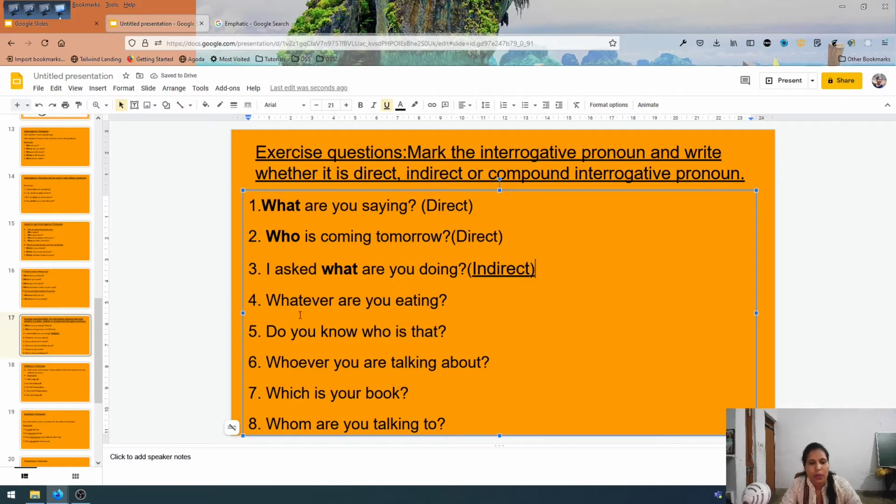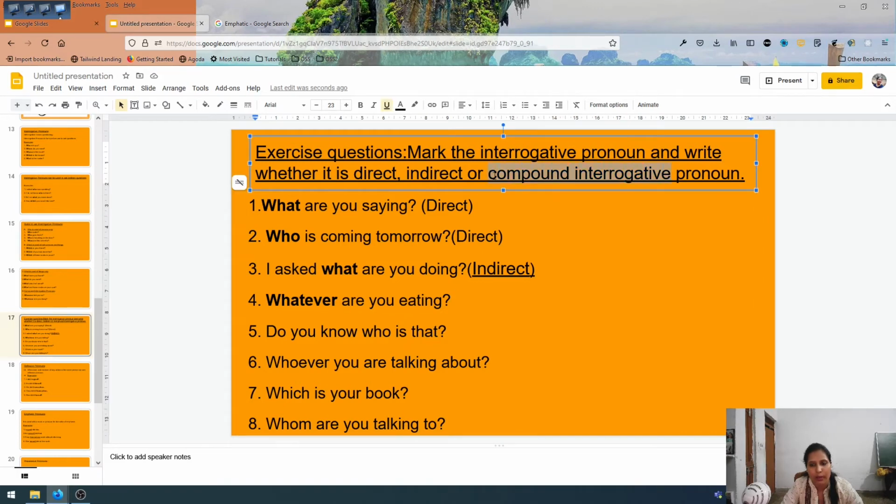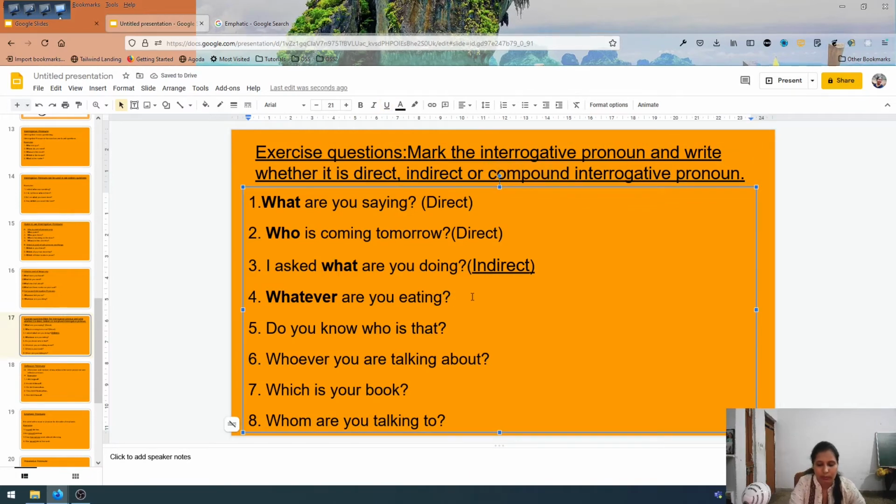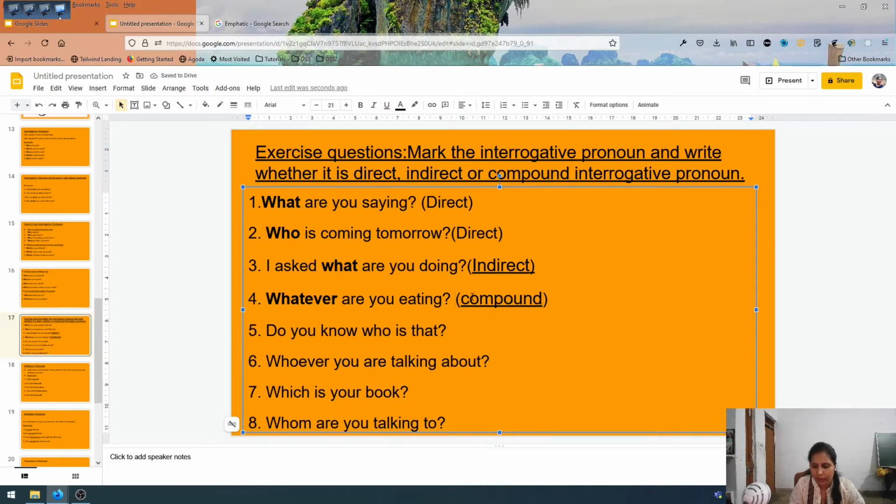Okay. So whatever are you doing? So what is the pronoun here? Whatever. So there are two words, isn't it? So which type of pronoun is it? It's a compound interrogative pronoun, or we will write only compound. Okay. So again we will put a bracket here, and in the bracket we will write compound.